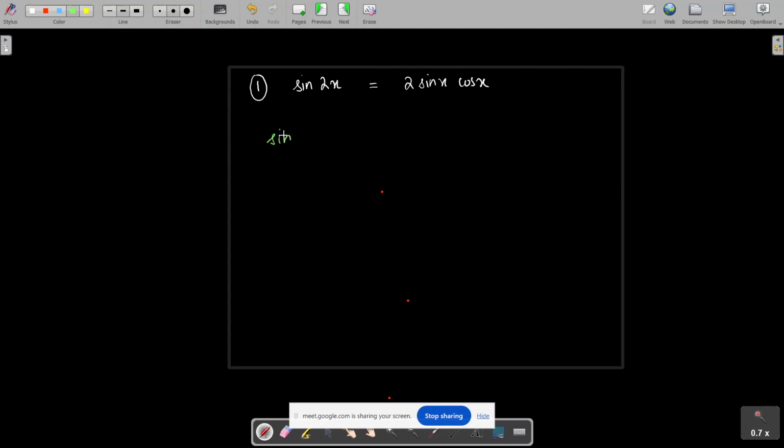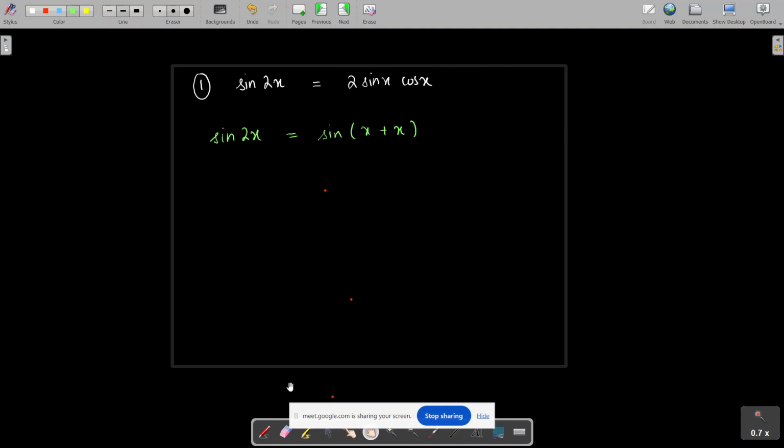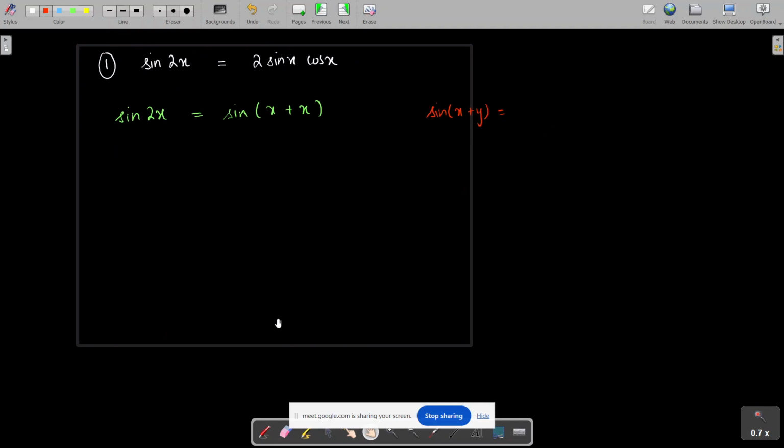So let's say we have sine 2x. I can write this as sine of x plus x. Can I write 2x as x plus x? Yes. Now I will apply the compound angle identity. Sine of x plus y is sine of x times cosine of y plus cosine of x times sine of y. So we will use this identity to expand sine of x plus x. The good thing is here x is x and y is also x.